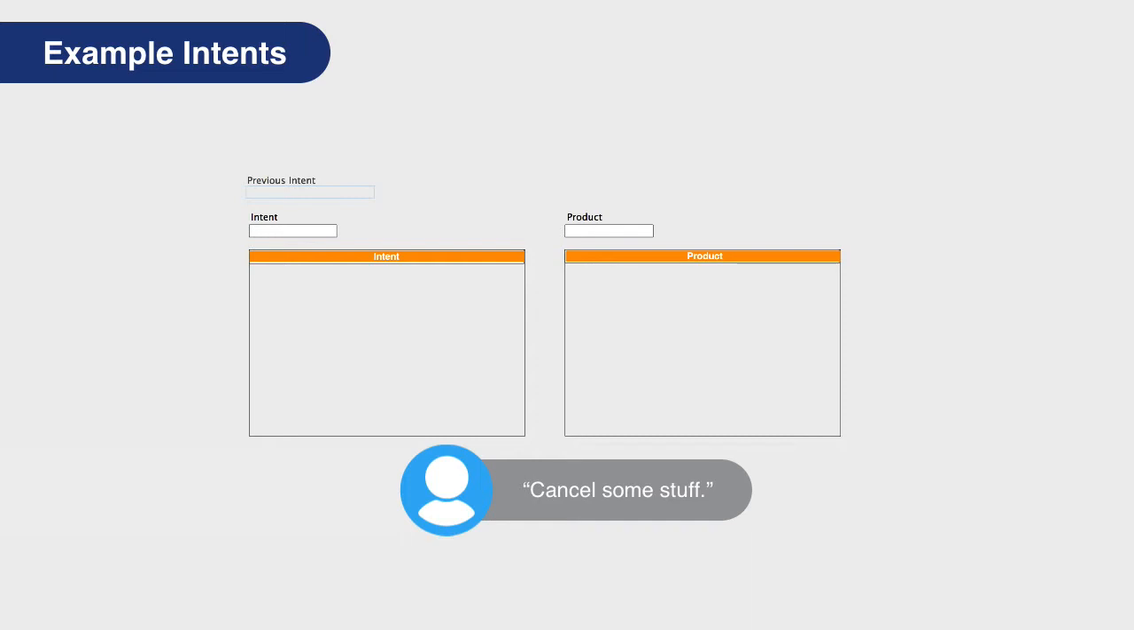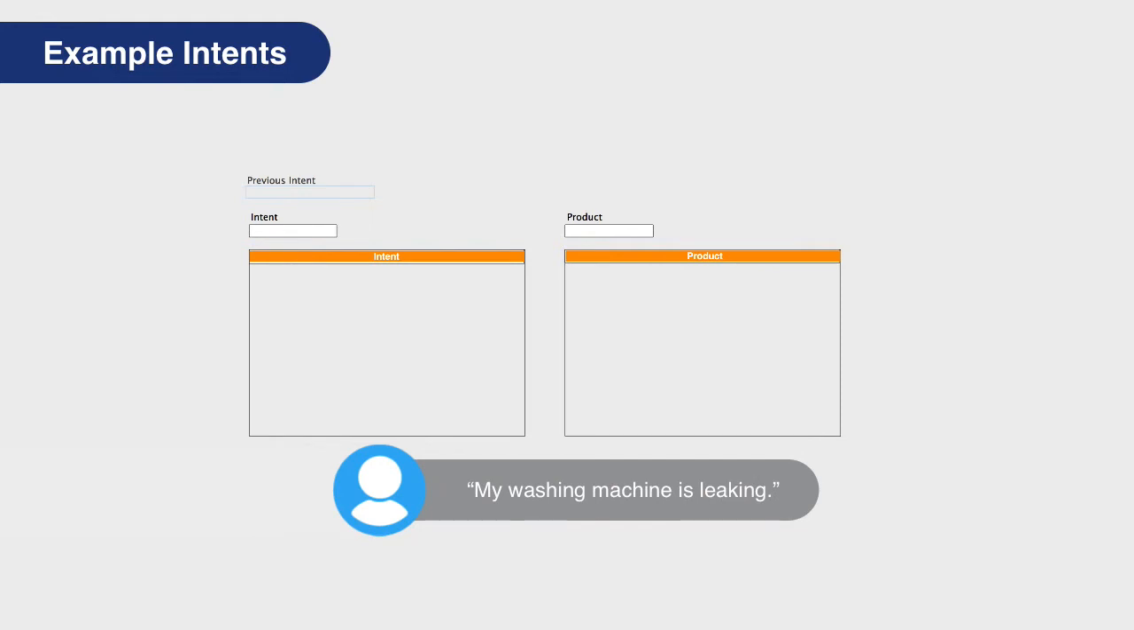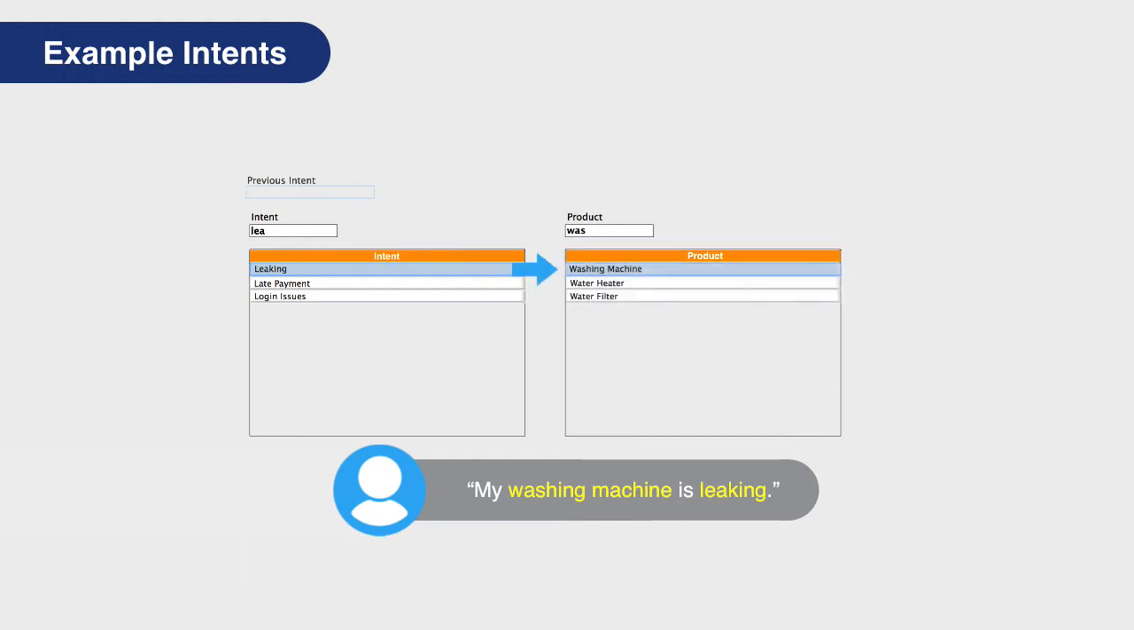Cancel some stuff? The action the caller wishes to perform is to cancel items. Since the items or products are never mentioned by the caller, the correct answer is cancel in the intent DSB and to leave the product DSB empty. My washing machine is leaking. The product the caller is referring to is the washing machine, and the reason for the call is that it is leaking. The correct handling is to select leaking in the intent DSB and washing machine in the product DSB.